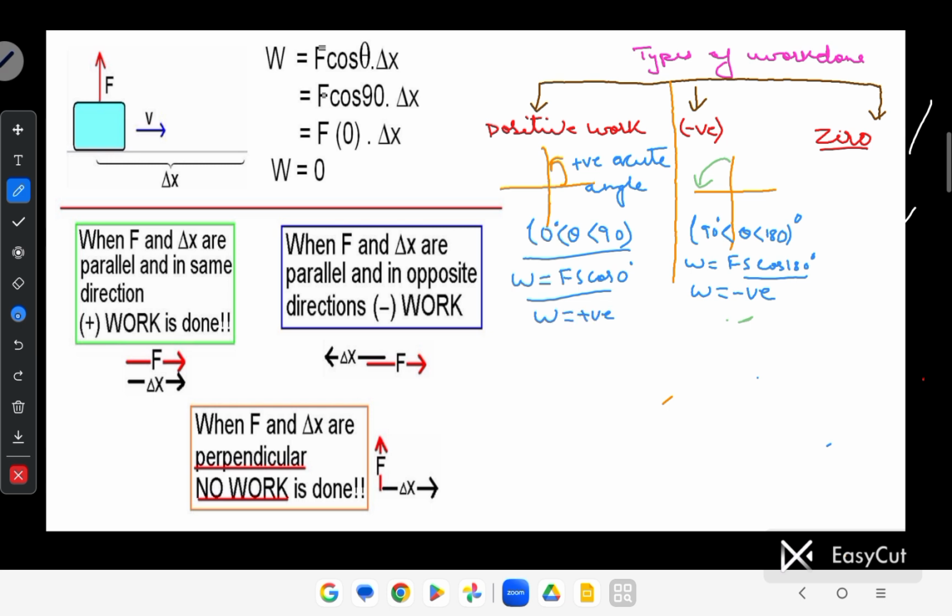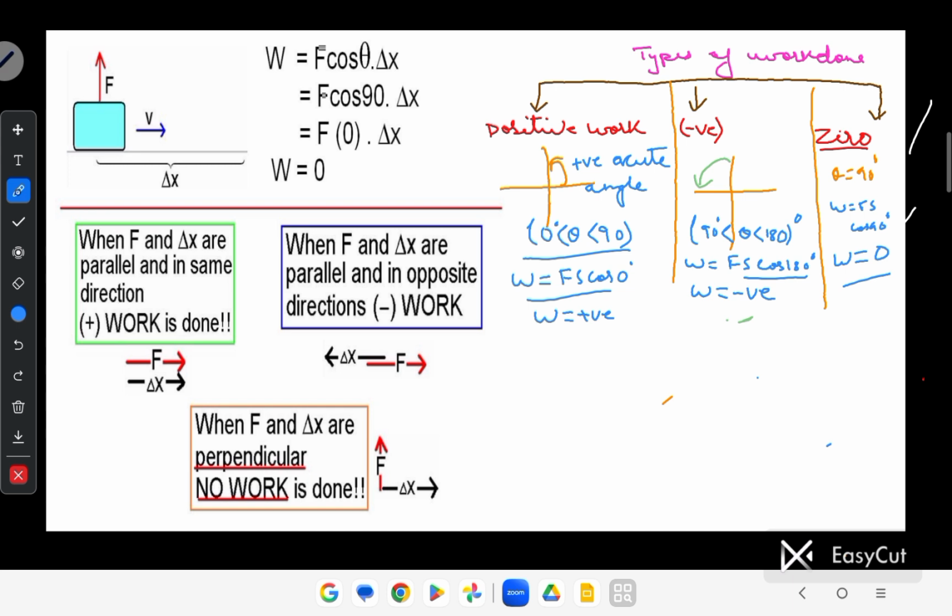Similarly, in the third case, zero work done means if the angle is totally 90 degree, if theta is 90 degree, in that case work done can be written as Fs cos 90 degree. So work done is said to be totally 0 over here. I'll try to give you a few examples relating this.